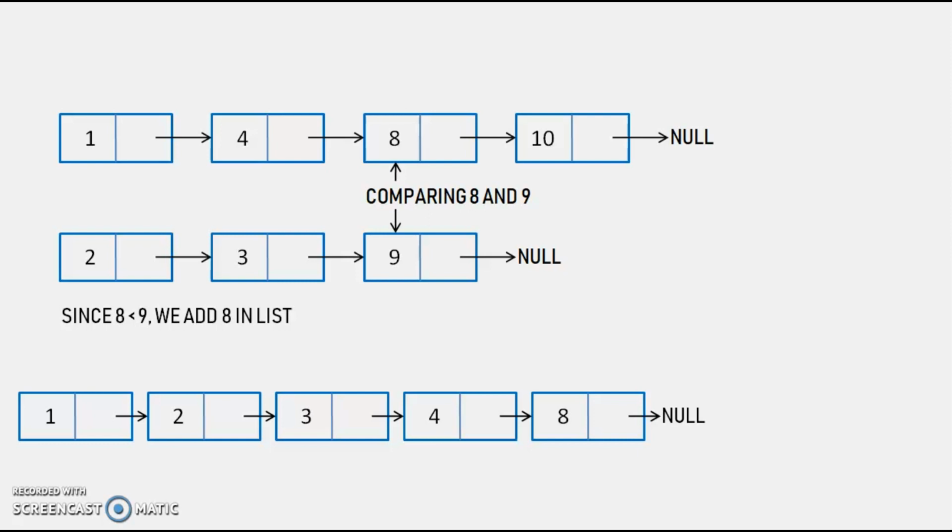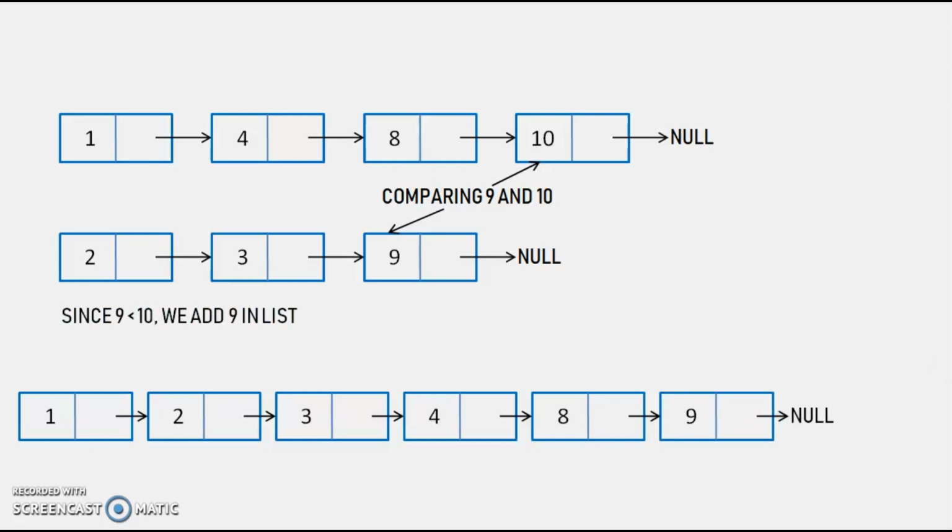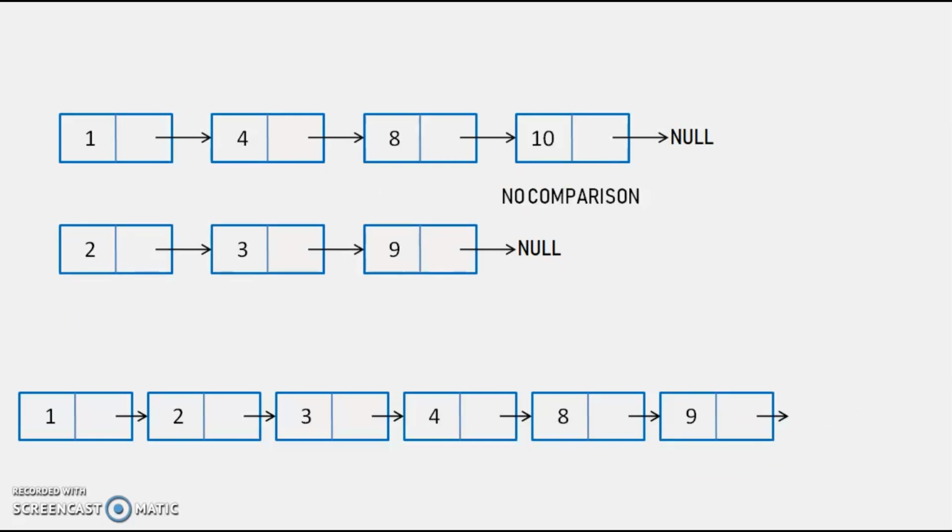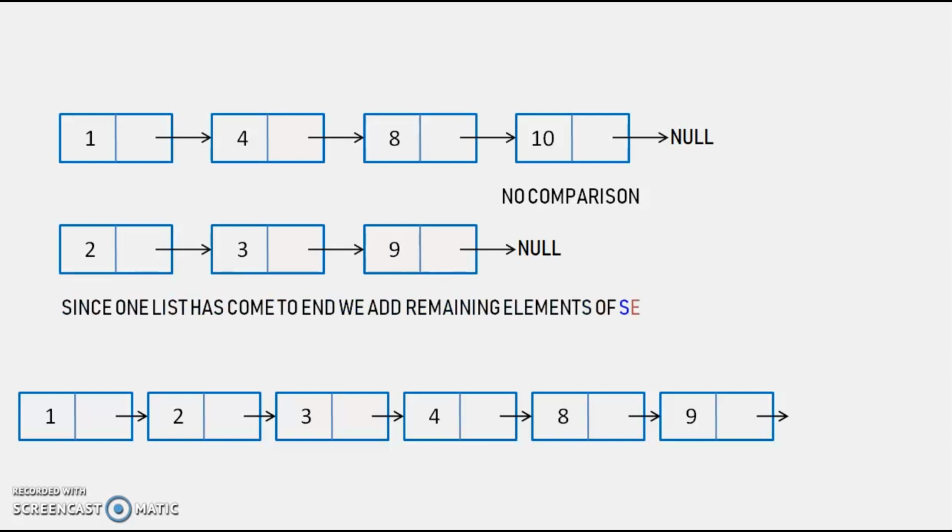As 8 is added from the first list, we move on to the next element 10 and compare it with 9. Obviously 9 is less than 10, hence we create a node having data field as 9. And now the second list has terminated. So we add the remaining elements of the first list, that is 10.